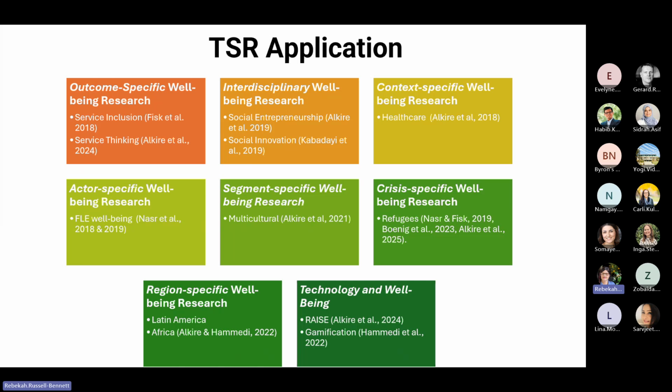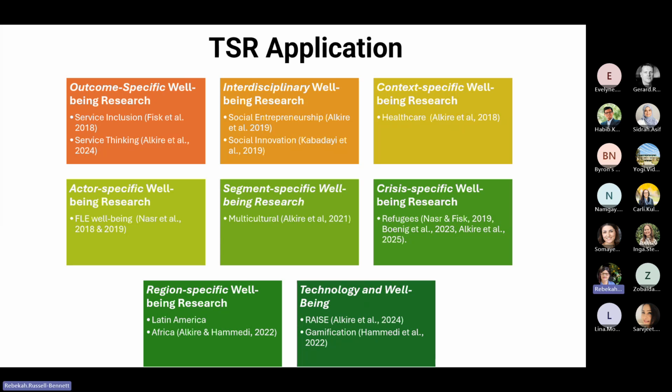outcome-specific well-being research, interdisciplinary well-being research, context-specific, especially in the healthcare sector, crisis-specific, my work on the refugee area, segment-specific, actor-specific, like frontline employee well-being, region-specific. We've done a whole special issue in JSM when Rebecca was the editor on service research in Africa, technology and well-being, some of the work here like gamification, its impact on well-being of frontline employees, responsible AI research. So as you can see, the TSR field has really taken off, and you can find your spot within these different categories, the way to still appeal to that relevance.